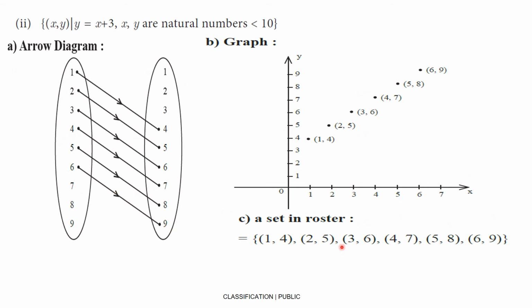As usual, you plot it with x from 1 to 9 elements, and y also 1 to 9. The first element is x. So 1, 4 and 2, 5 and 3, 6. Okay. Like that you plot it. Clear, students?